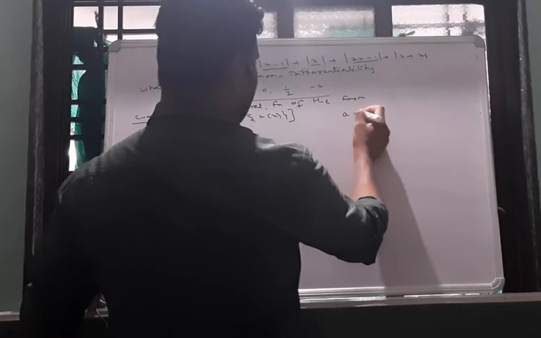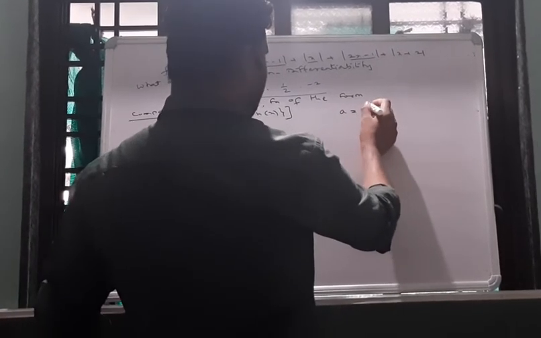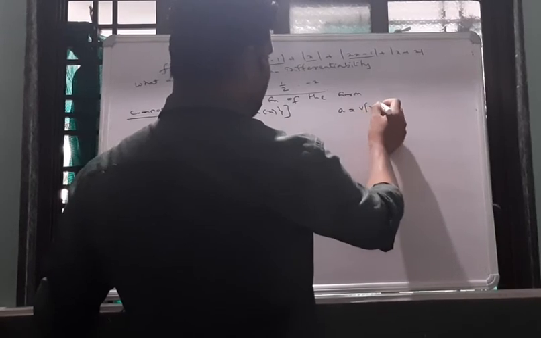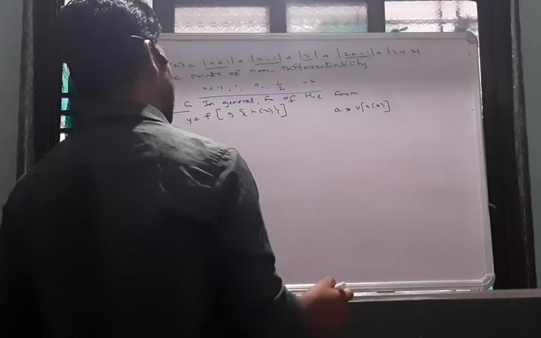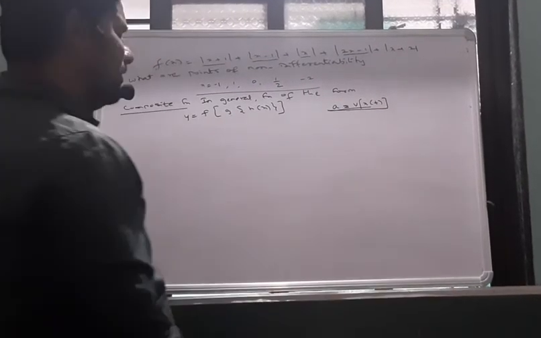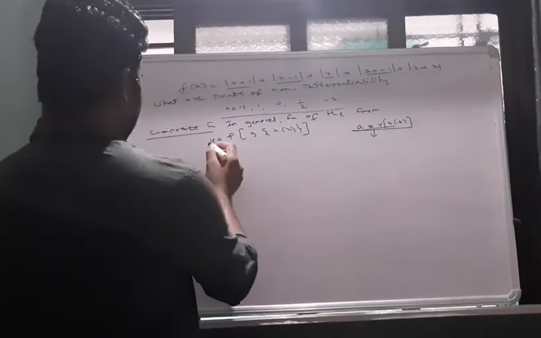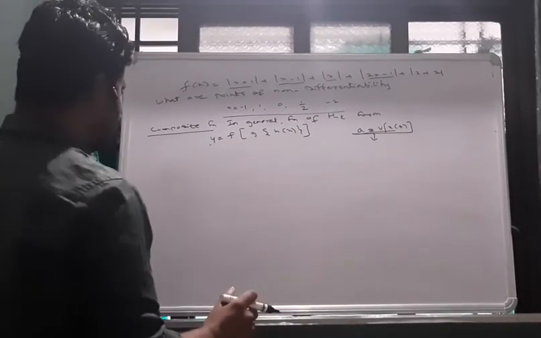Acceleration depends on the velocity. Velocity depends on the displacement. Displacement depends on the time. Right? So acceleration depends on velocity, and velocity depends on displacement. This is a composite function. Same here, generally y is a composite function.